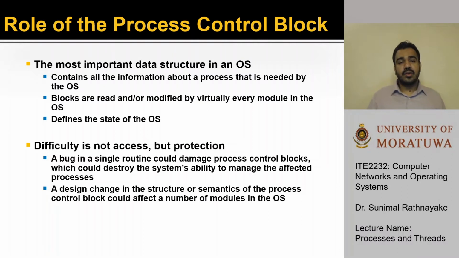The role of the process control block, which is the most important data structure in the operating system, is that it contains all the information about a process that is needed by the operating system. Blocks are read and or modified by virtually every module in the OS. So blocks means the process control block in memory. It defines the state of the operating system. When it comes to the PCB, the difficulty is not accessing it but actually protecting it. A bug in a single routine could damage process control blocks, which could destroy the system's ability to manage the affected processes.